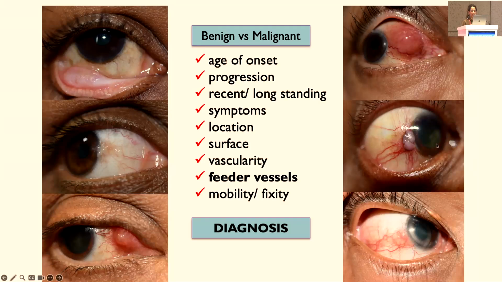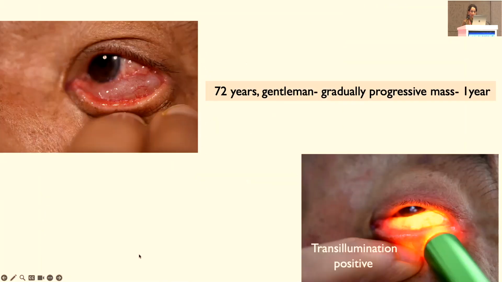What you see here is the fierce redness in them. It's completely vascular. There are large feeder vessels, and that's how you differentiate between both. In fact, this is a cyst, this is a pterygium, and this is a myocystic lesion over here. We'll come to the other diagnoses in subsequent slides.